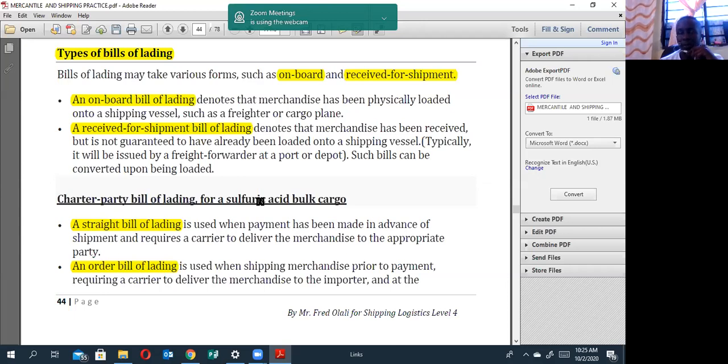And sometimes we call it the mate receipt. In some cases, it is normally called the mate receipt, where we acknowledge that yes, we have received your cargoes, but they are not yet loaded on board.